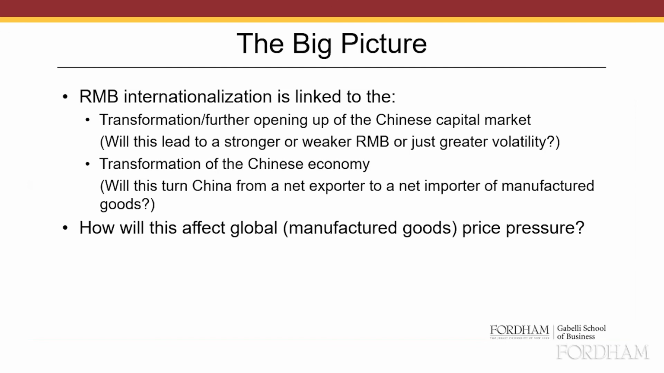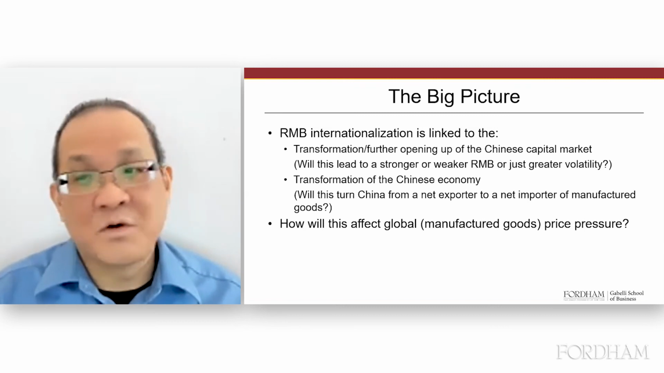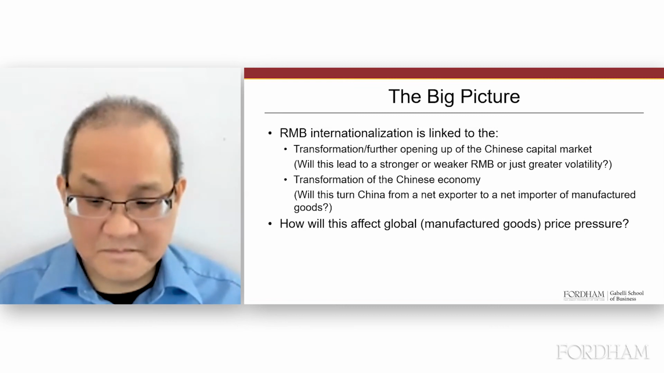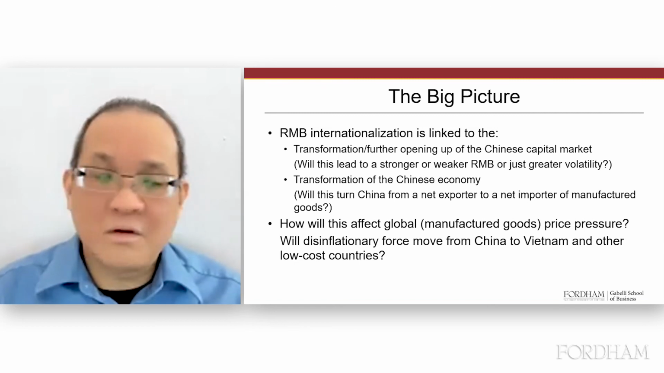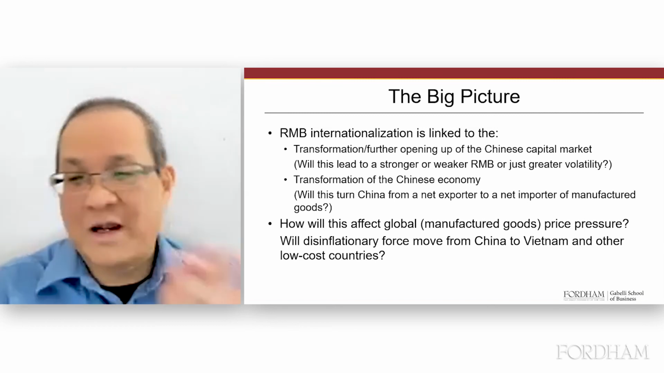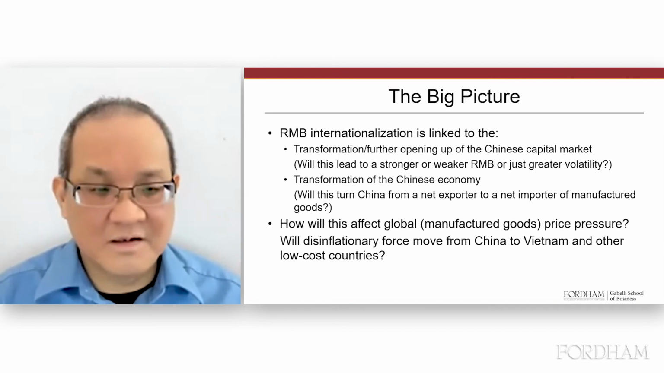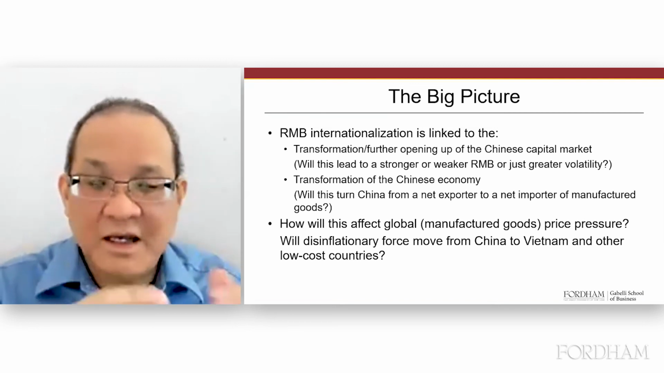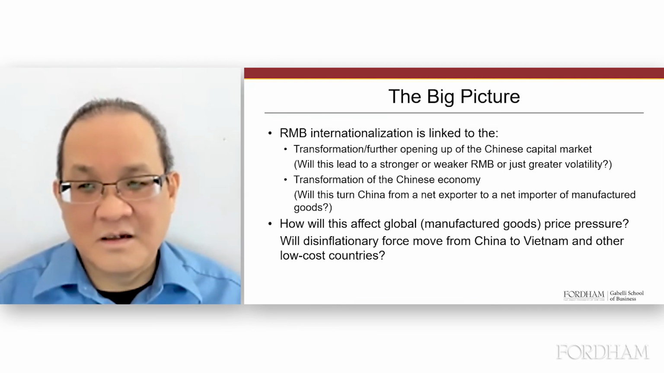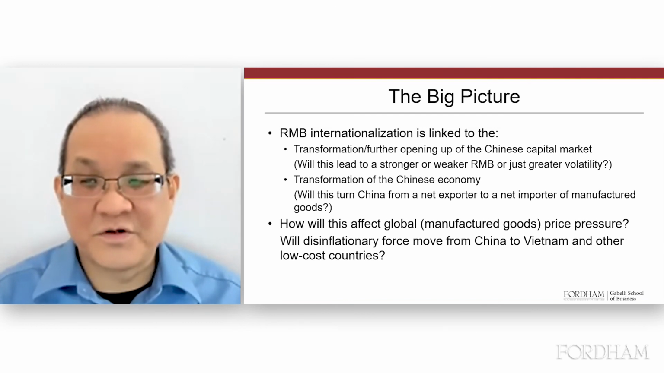How will this affect global manufactured goods price pressure? Because if China is no longer the factory of the world, would prices go up? Or will the disinflationary force move from China to Vietnam and other low-cost countries to maintain the disinflationary price pressure for the world?